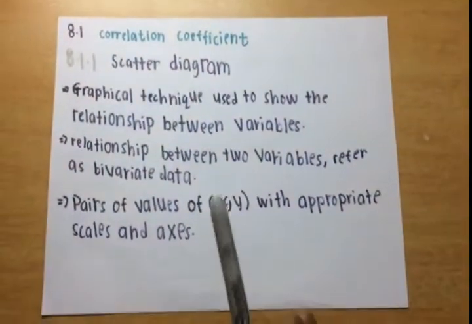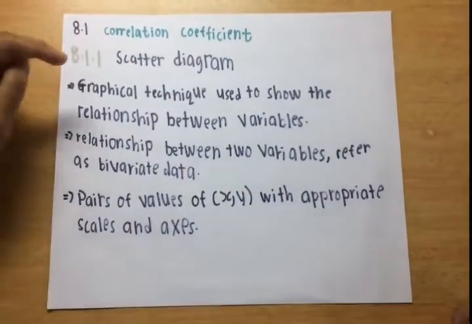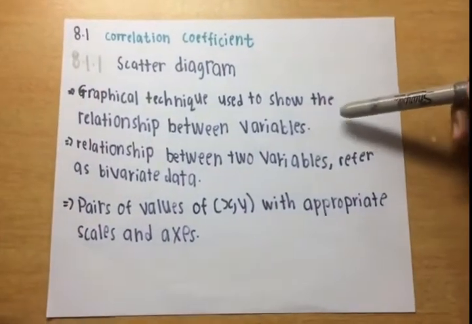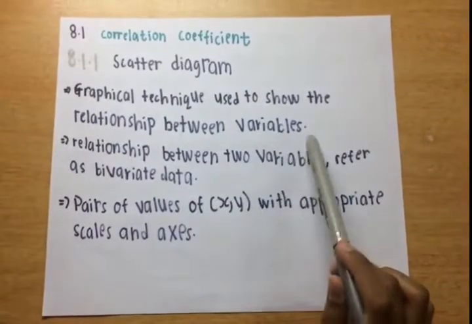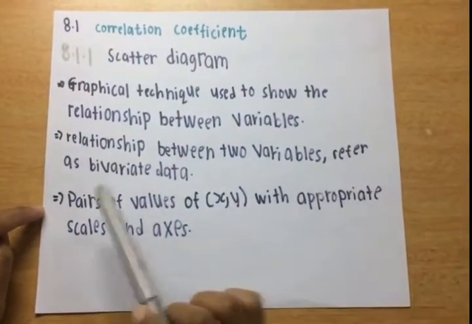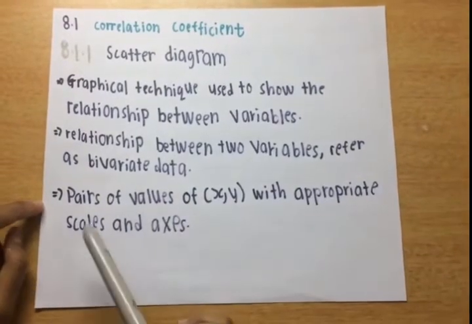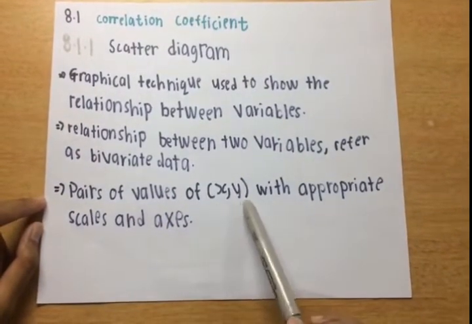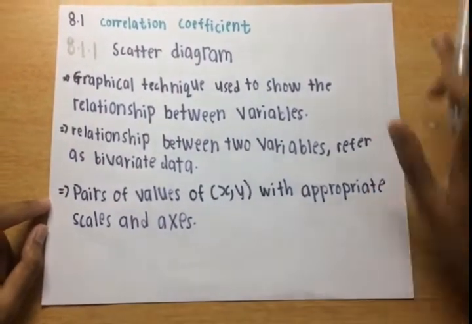Today we are going to discuss Chapter 8 on correlation and regression. For the first one, correlation coefficient. A scatter diagram is a graphical technique used to show the relationship between variables. The relationship between two variables is known as bivariate data: pairs of values of x, y with appropriate scales and axes.